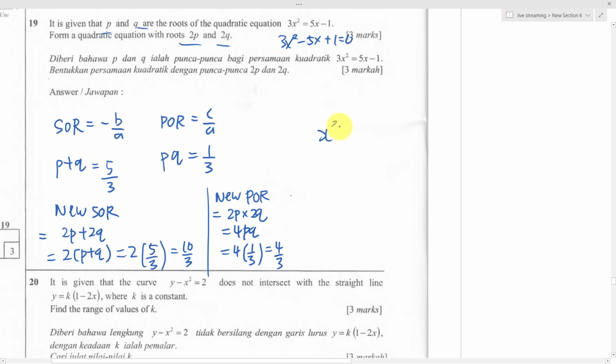And then I sub back to my general equation, x squared minus sum of roots times x plus product of roots equals 0. So it's x squared minus 10 over 3 x plus 4 over 3 equals 0. Yep, this is my quadratic equation. It shouldn't be too hard over here.